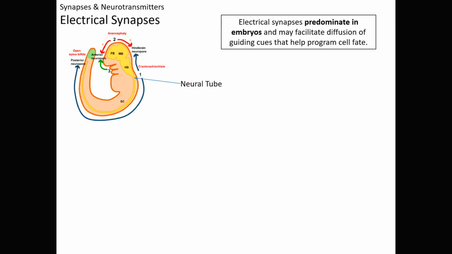And so just to give a little bit of background first, here I have a picture of a developing human embryo, and in yellow you can see the neural tube, right? The neural tube is what gives rise to the brain and the spinal cord.